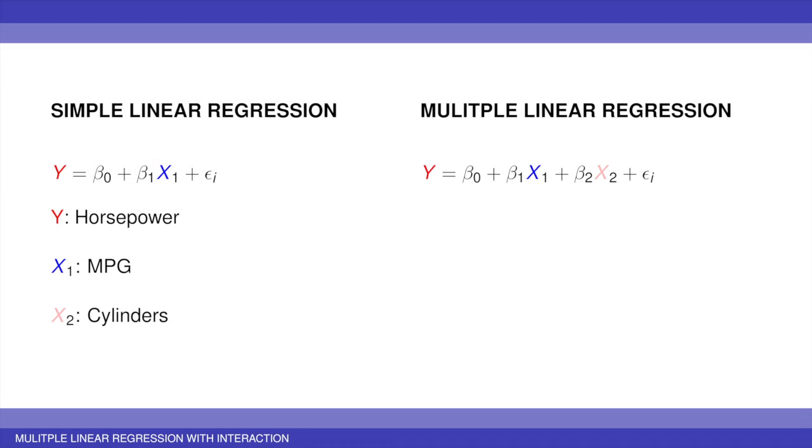Let's compare simple and multiple linear regression. Notice that the only difference is that multiple linear regression uses 2 or more predictor variables, whereas simple linear regression only uses 1. Instead of just using mpg, we are now using a vehicle's mpg and number of cylinders to predict its horsepower.